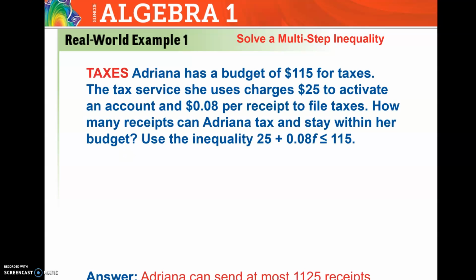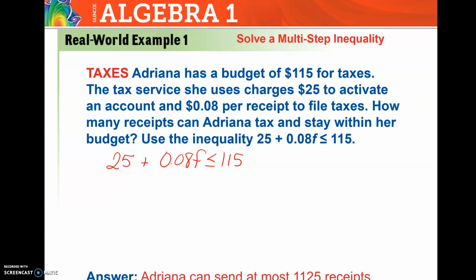So let's look at just an example of one that you might see in everyday life. You probably wouldn't write the inequality, but you can see where you use it. Adriana has a budget of $115 for taxes. The tax service she uses charges $25 to activate an account and 8 cents per receipt to file taxes. How many receipts can Adriana tax and stay within her budget? So we're using this inequality: 25 plus 0.08f is less than or equal to 115. So that's what we're going to start with.